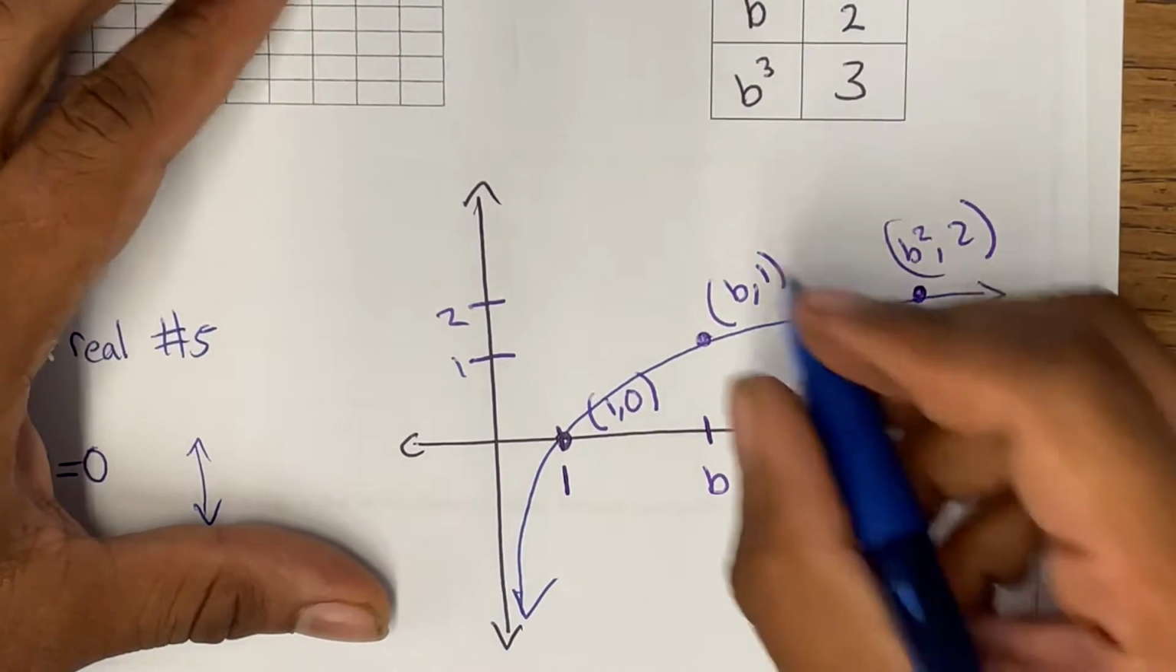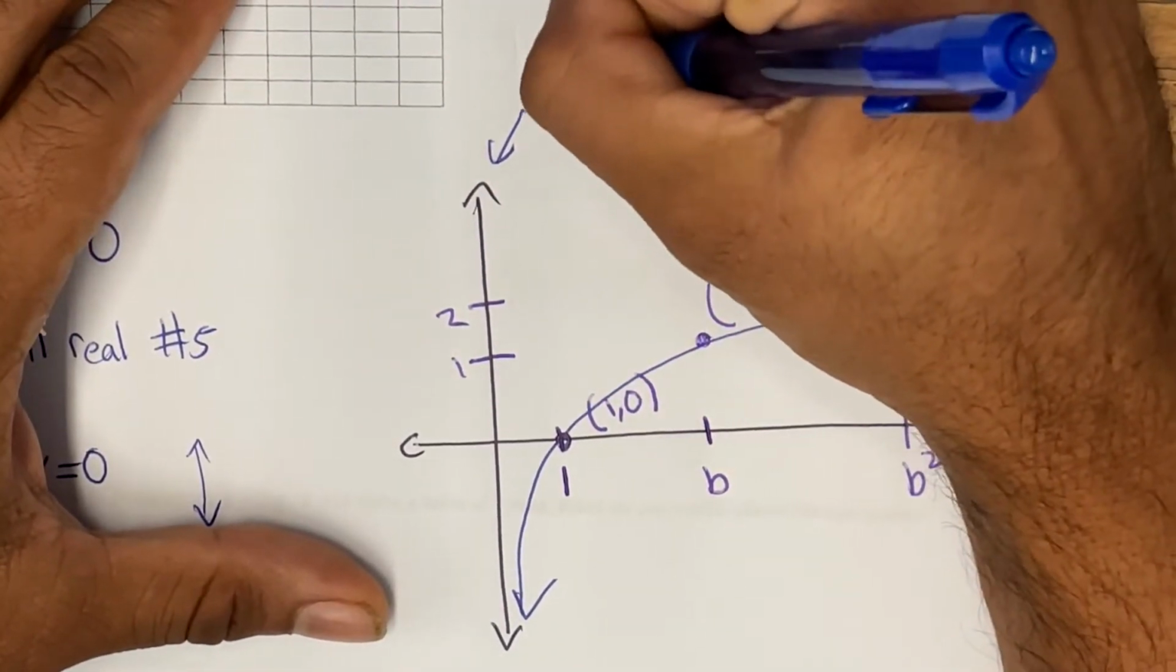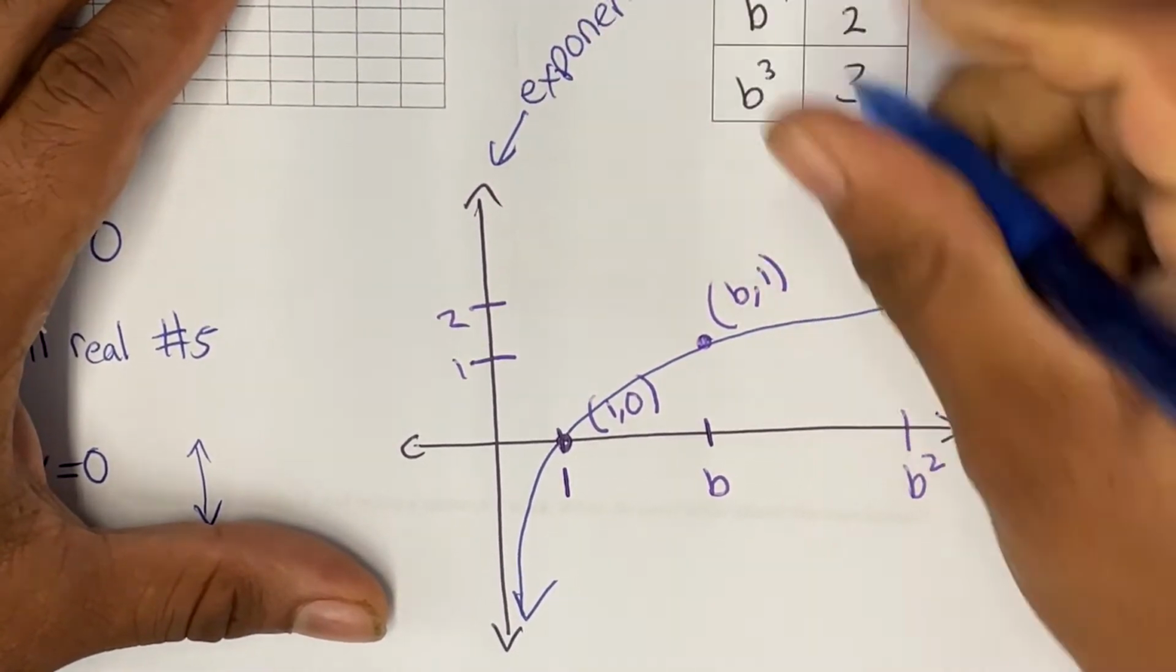What you want to think of this is like the exponents that are coming out, and these are like the outputs.